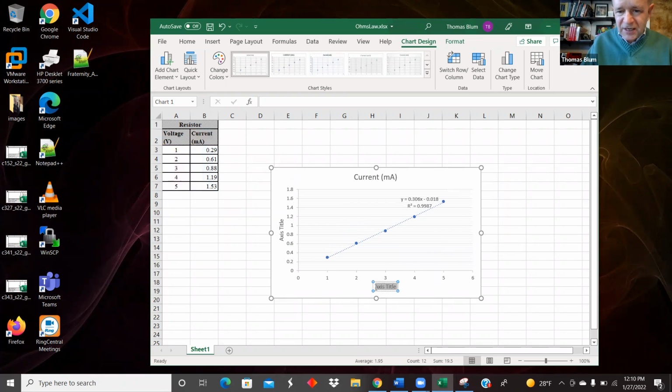What was on the x-axis was in the first column, and that's the voltage, which came in volts. And the y-axis was current, and that came in milliamps. And this is, I'll just say resistor data, or I could say Ohm's law.